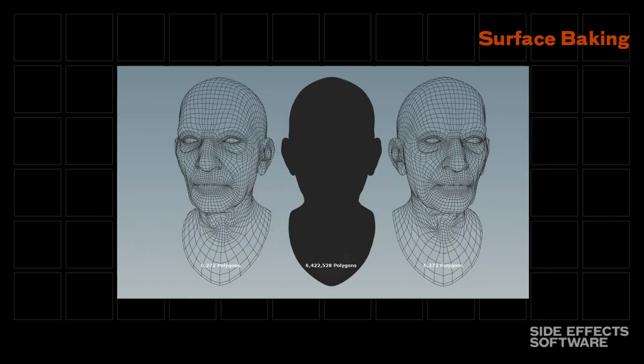So what we're going to do is open up a scene that shows off the surface baking features. It's a fairly high-res scene. You can see here 6,272 polygons in terms of the decimated mesh, and the high-res mesh, which came out of ZBrush, was 6,422,528 polygons. So I'm just going to pop over to Houdini, and I'm going to show you what that looks like and how we interact with it.